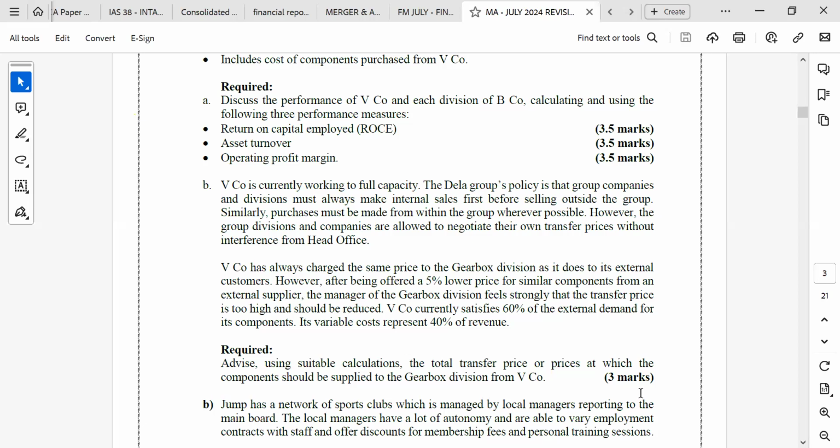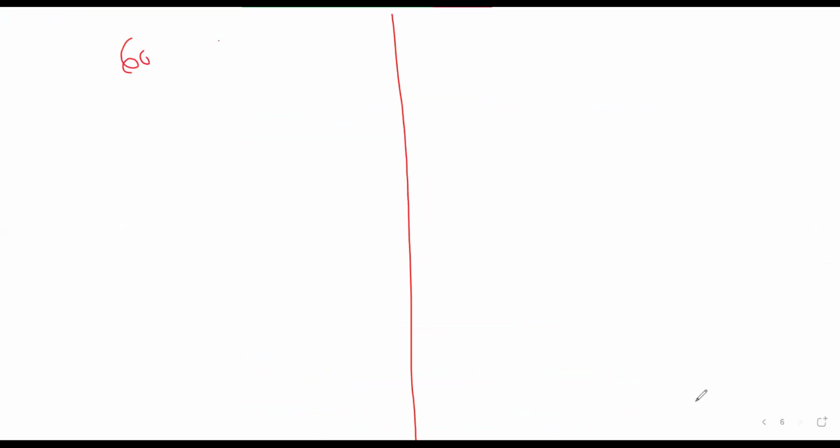Okay, we are operating at full capacity. Of that full capacity, 60% is for external people, and 40% we are supplying internally. Now the question is, these people have gotten a new supplier.